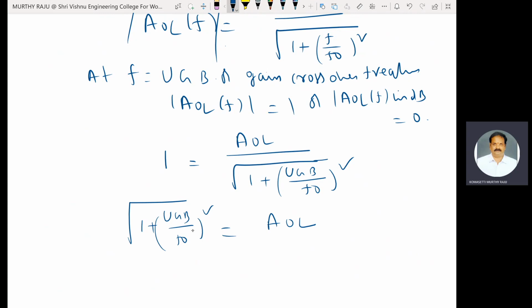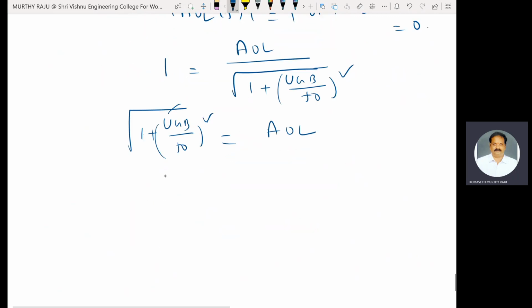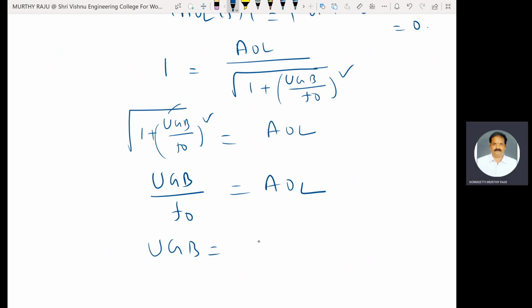Unity gain bandwidth by F naught value is far greater than 1. Therefore, 1 is neglected. Square root and square term is cancelled. Therefore, UGB by F naught is equal to AOL. Therefore, unity gain bandwidth product is equal to the open loop gain of an operational amplifier at 0 Hz frequency into F naught, the break frequency.